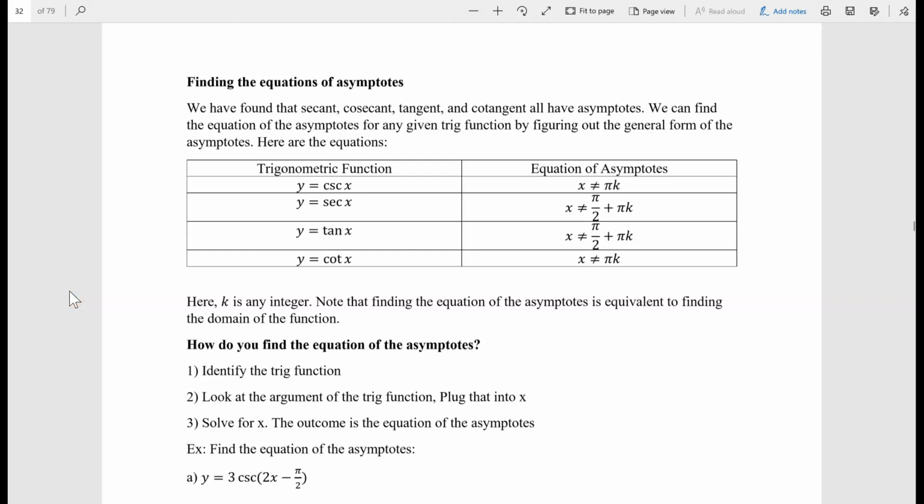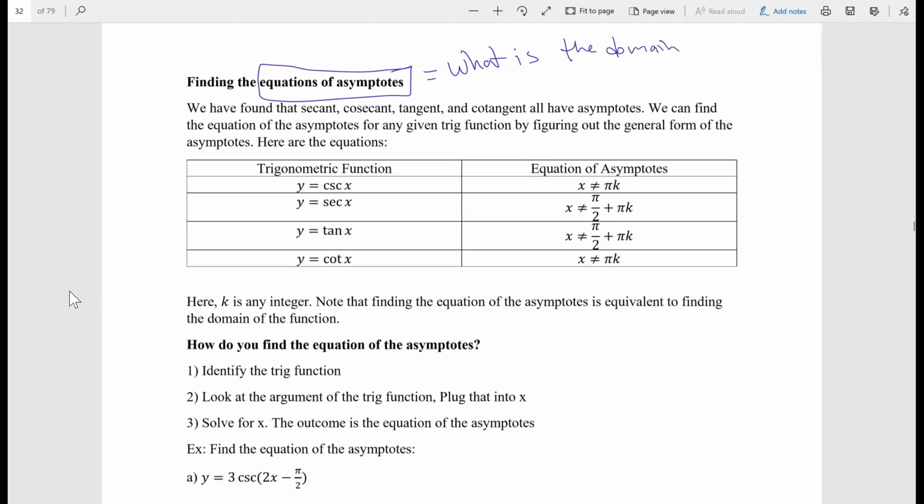To finish up this section, we're going to find the equations of the asymptotes. So far we've been talking about graphing the cosecant, secant, tangent, and cotangent curves, and we found that these graphs are very similar to the sine and the cosine, but the thing that's different about these graphs is that they have asymptotes. So whenever we want to find the equations of the asymptotes, really what we're asking ourselves is, what is the domain?